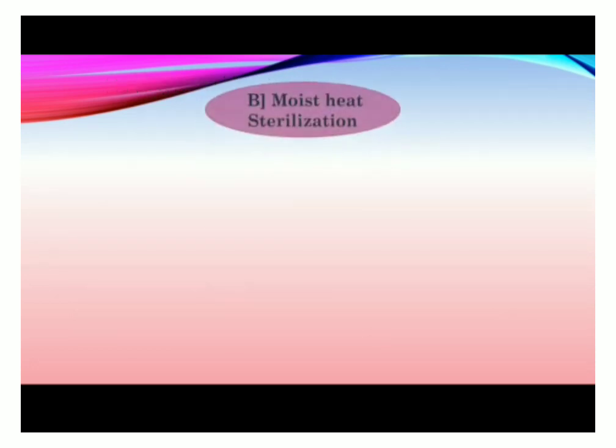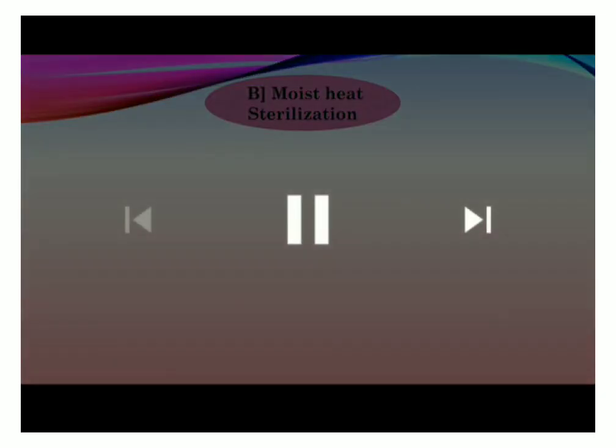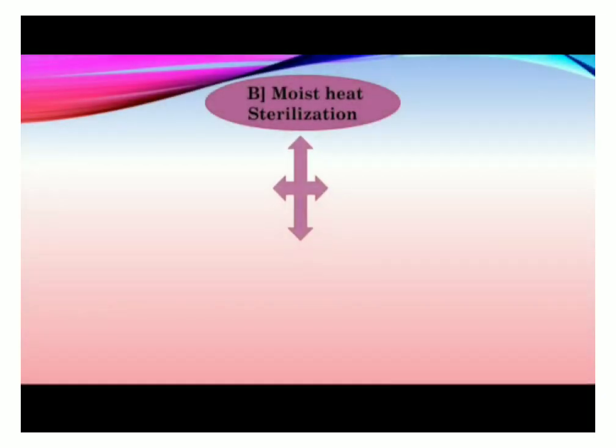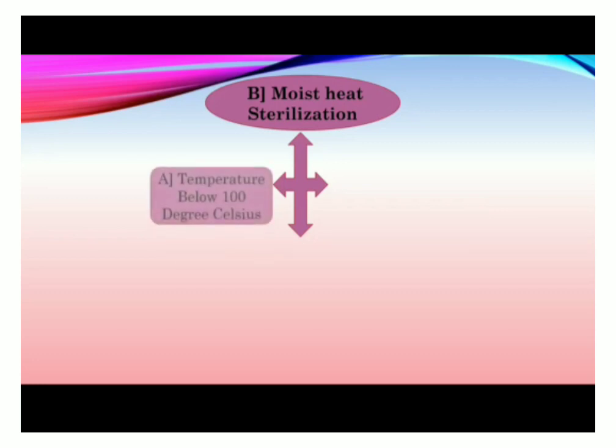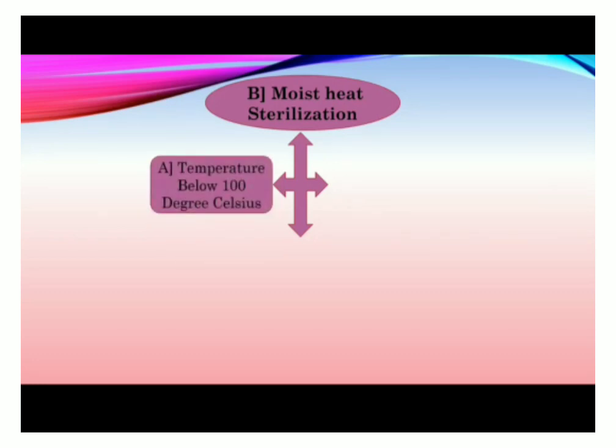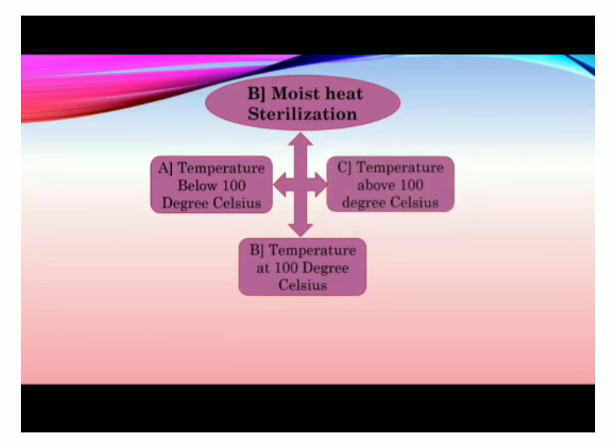Now let's see the second one, that is moist heat sterilization. In moist heat sterilization, there are three temperature ranges that are used: below 100 degrees Celsius, at 100 degrees Celsius and above 100 degrees Celsius. So the methods of moist heat sterilization are divided into these three types.